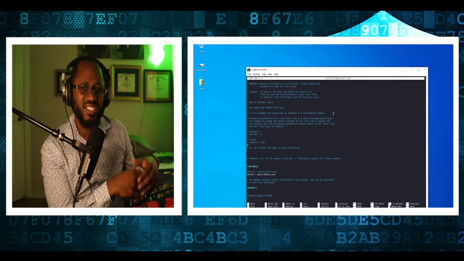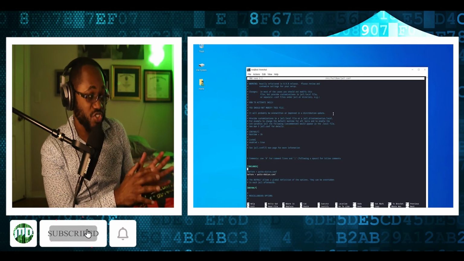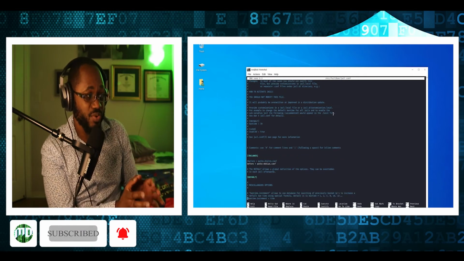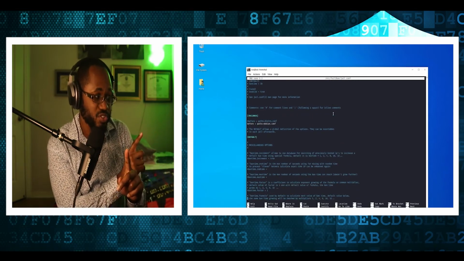And what is it used for? SSH, or Secure Shell, is a network communication protocol that enables two computers to communicate.